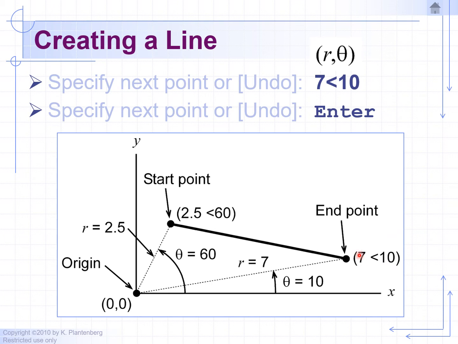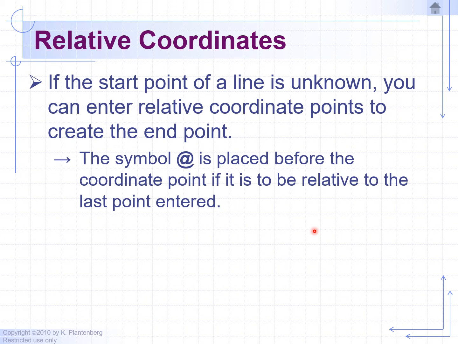So how do we type that in? So again, R is our length, so 7 is the length from the origin. And then we're going to hit the Shift key, comma, to get to the less than symbol, and type in 10, enter, and it'll define our second point, and it'll generate our line for us. So once again, 7 is the length. The angle is 10 degrees, counterclockwise.